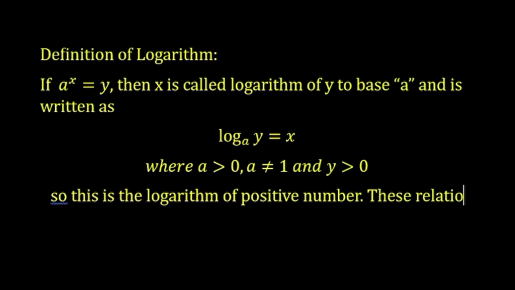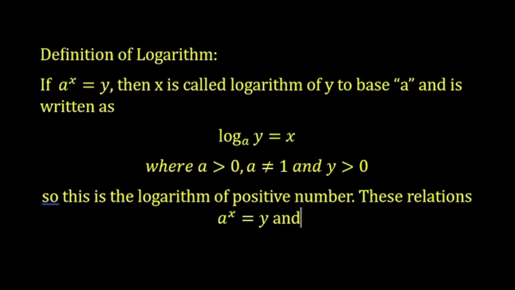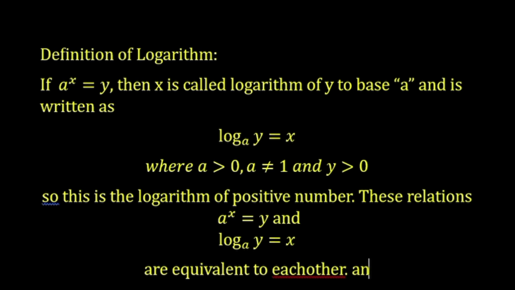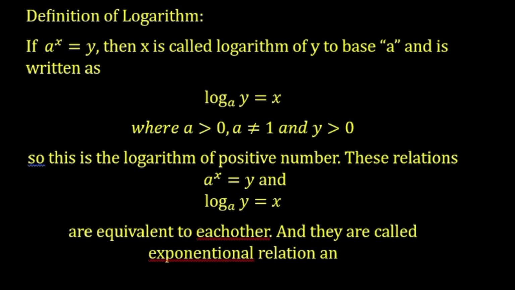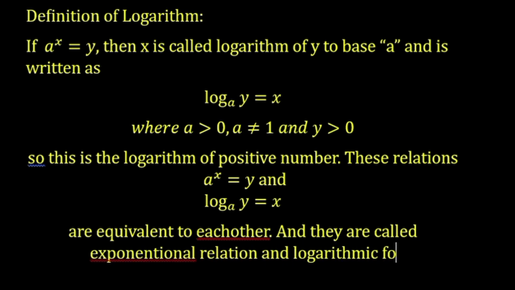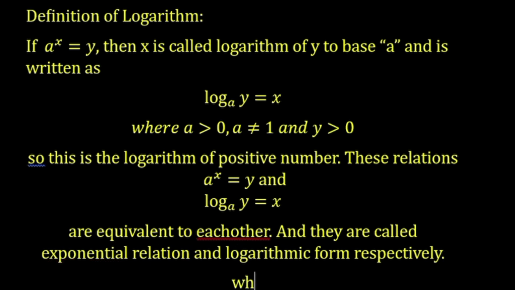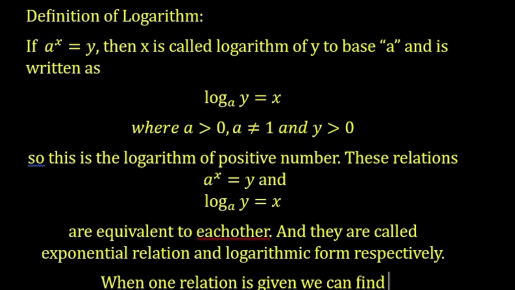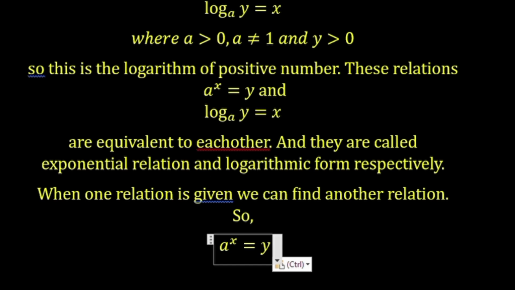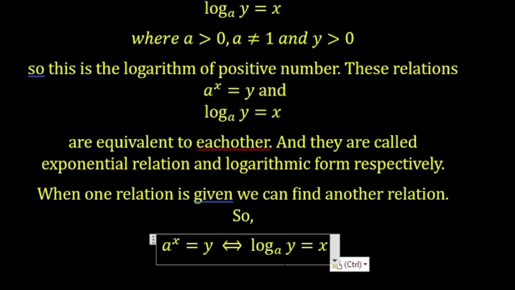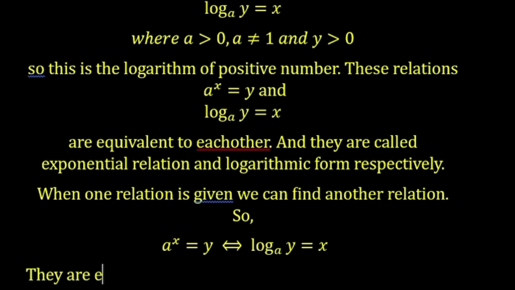These relations a^x = y and log base a of y = x are equivalent relations, and they are called the exponential relation and the logarithmic relation respectively. When one relation is given, we can find the other. So a^x = y if and only if log base a of y = x. They are equivalent to each other.